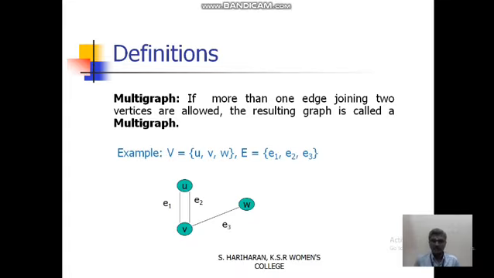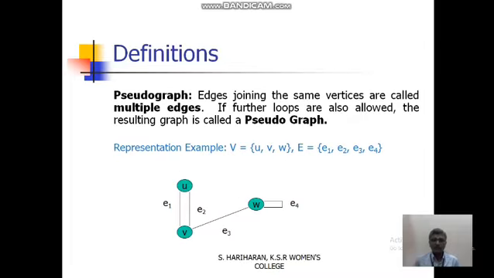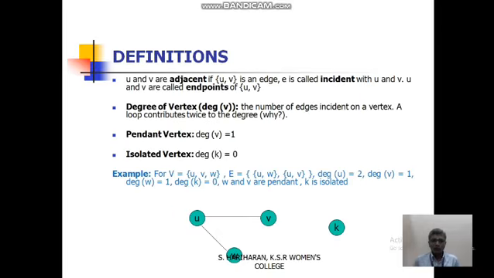Next, multigraph. If more than one edge joining two vertices is allowed, the resulting graph is called a multigraph, and this is the example. Next one, pseudograph. We know very well edges joining the same vertices are called multiple edges. If further loops are also allowed in that graph, the resultant graph is called a pseudograph. Next one, U and V. Two vertices U and V are said to be adjacent when we say these two vertices are adjacent. That is, if (U, V) is an edge joining U to V, then E is called incident with U and V. U and V are called endpoints of the edge (U, V).